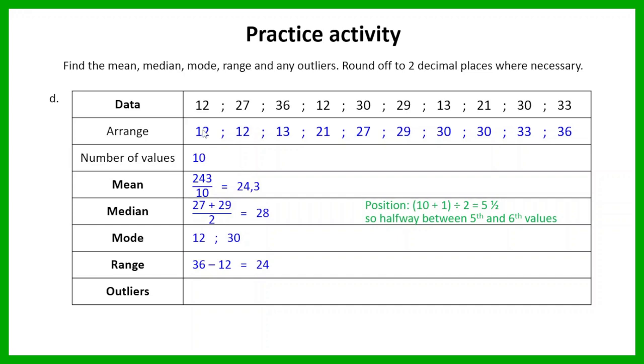And then for the outliers, I've got 12 over here. It's not uncommonly low. If you look at the rest of the data, it's pretty normal. And if you look at the 36 also, it's pretty normal for the data that we're working with. So there are no outliers in this example. And that is how we work with the measures of central tendency and the measures of dispersion to summarize data.